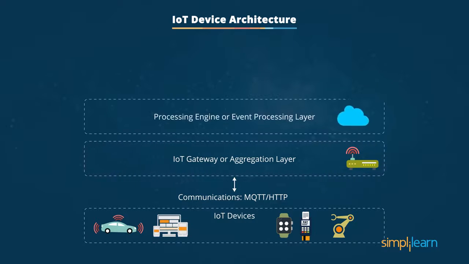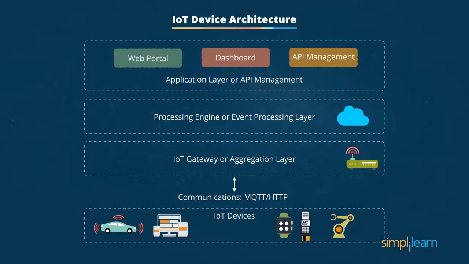The next layer is based on cloud. It's called the processing engine, or event processing layer. It has numerous algorithms and data processing elements that are ultimately displayed on a dashboard. This layer basically processes the data obtained from the sensor layer. The last layer is called the application layer, or API management layer. It acts as an interface between third-party application and infrastructure.